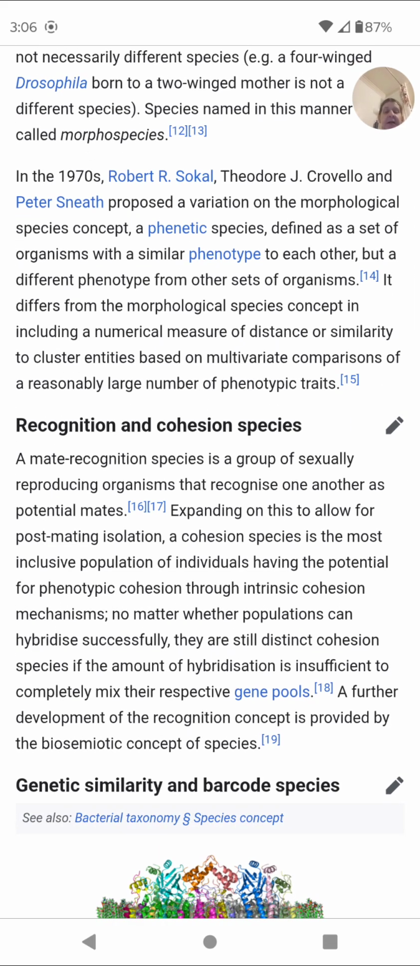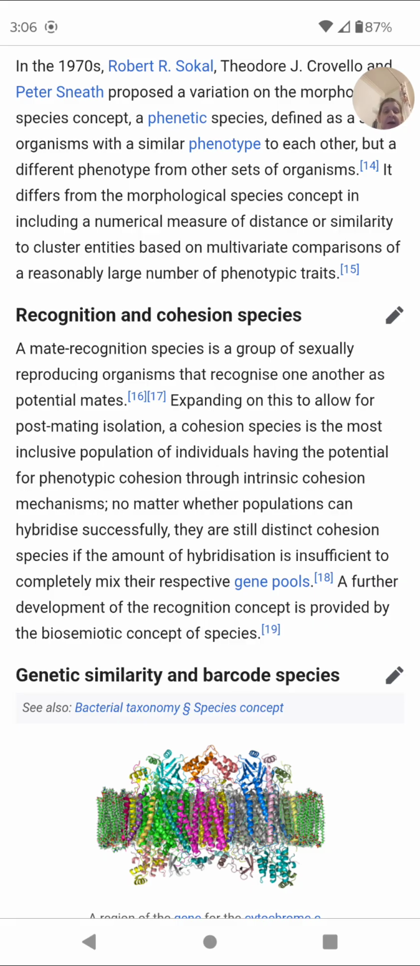Recognition and cohesion species. A mate recognition species is a group of sexually reproducing organisms that recognize one another as potential mates. Expanding on this to allow for post-mating isolation, a cohesion species is the most inclusive population of individuals having the potential for phenotypic cohesion through intrinsic cohesion mechanisms. No matter whether populations can hybridize successfully, they are still distinct cohesion species if the amount of hybridization is insignificant to completely mix their respective gene pools. A further development of the recognition concept is provided by the biomimetic concept of species.